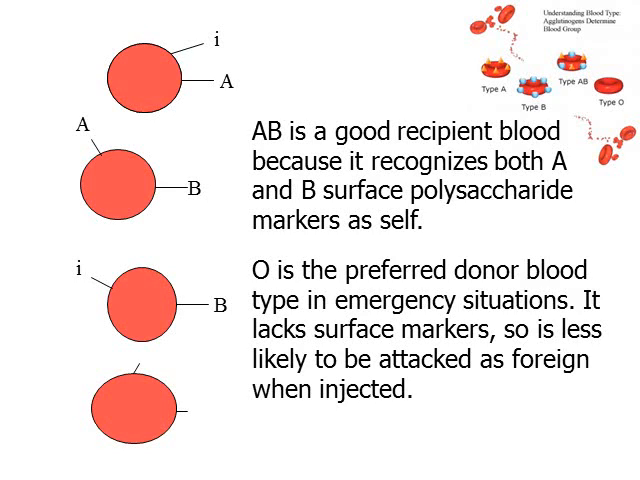AB has both A and B surface markers, and so it's going to recognize all blood types. It's the best recipient for an emergency transfusion. O doesn't receive blood very well, except its own type, O. However, it is a preferred donor in emergency situations because it lacks surface markers for this trait, and so other blood types are unlikely to attack it.